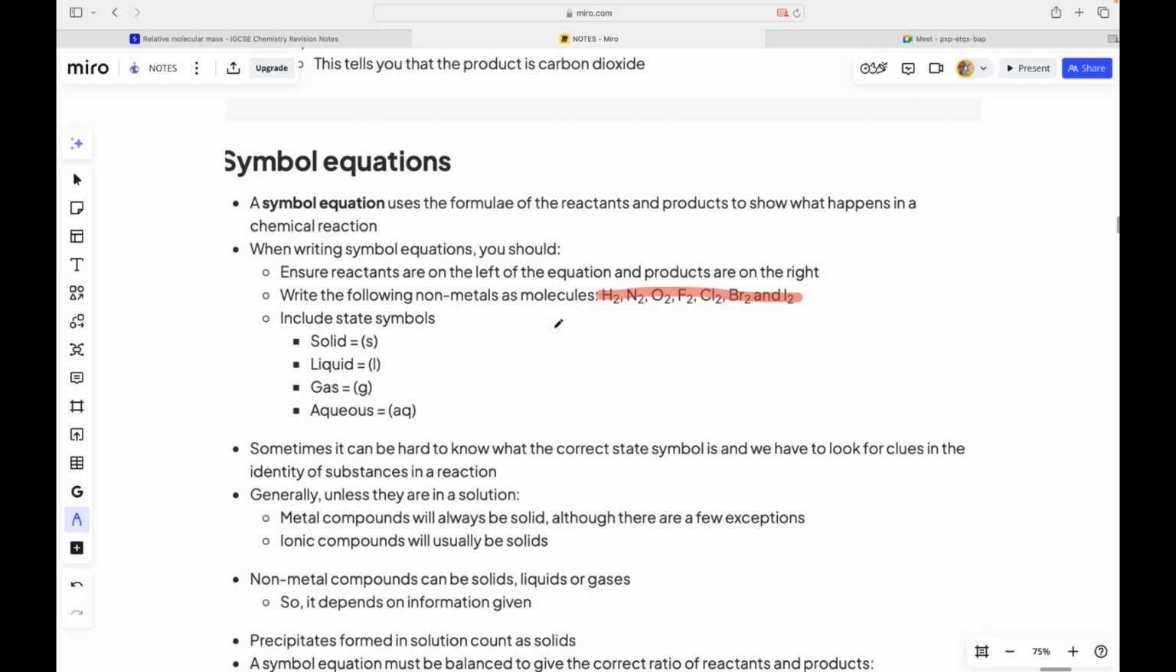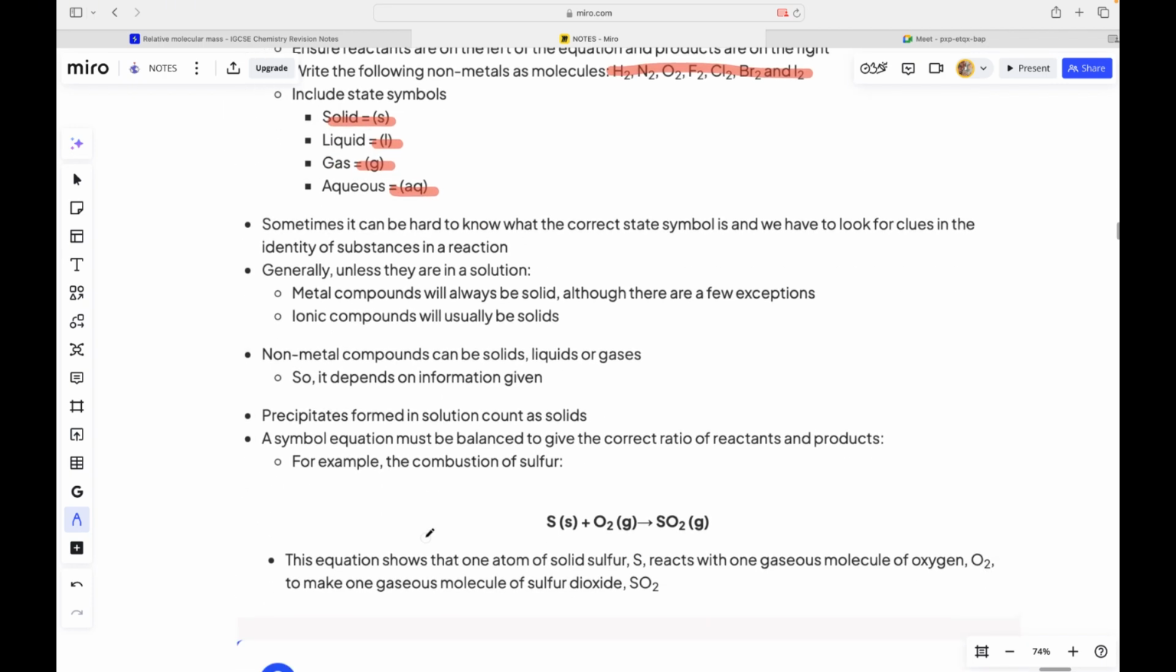Now, these are the symbols we use when you write the equation. You use the symbol of every element, and then remember to put the state symbol when we write a symbol equation. Solid, we use small s in bracket. Liquid, small l in bracket. Gas, small g in bracket. And aqueous solution, we use aq in bracket. Now, let's take a look at an example.